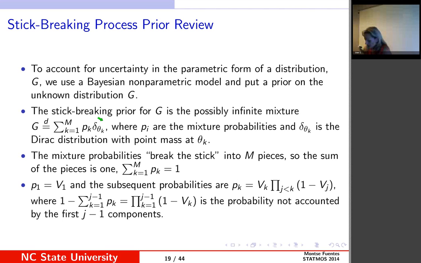So here, if you look at the expression that we have for the stick breaking, each probability explains a fraction of what is left. So this V here would be a fraction of what is left, and what is left is this product here, that may look like a very unfriendly expression, but it's nothing but the probability that is not accounted for yet by the previous components. So this is the stick breaking prior.